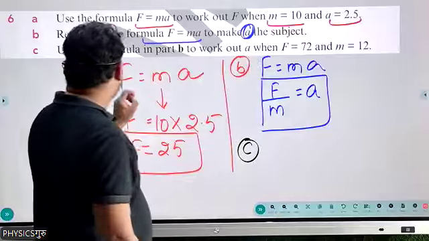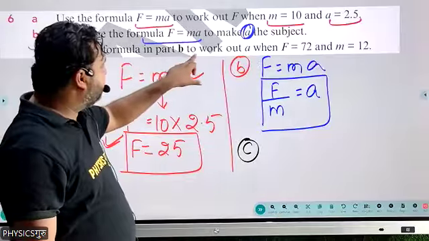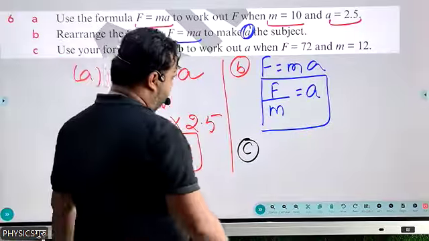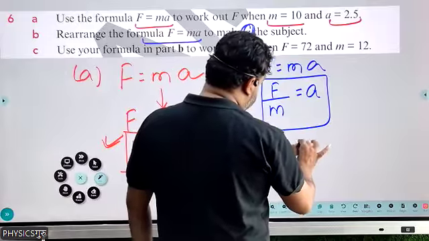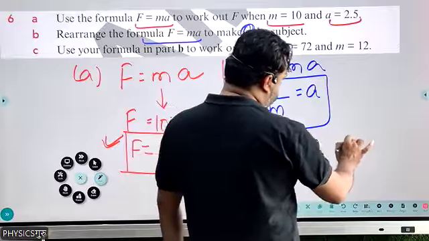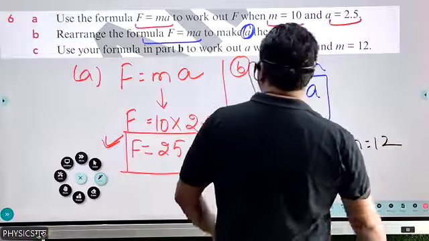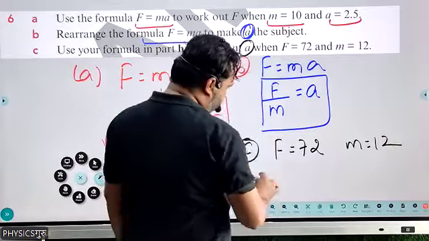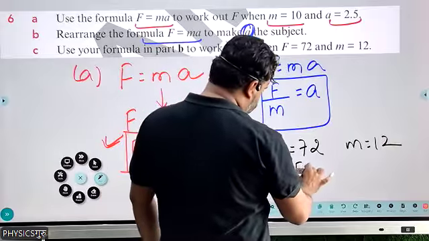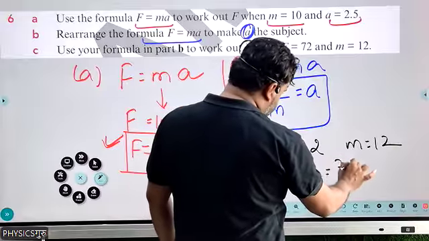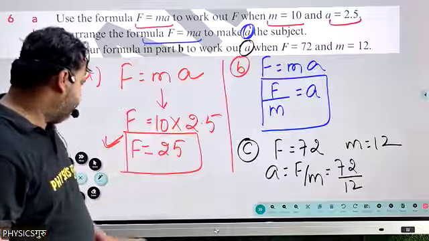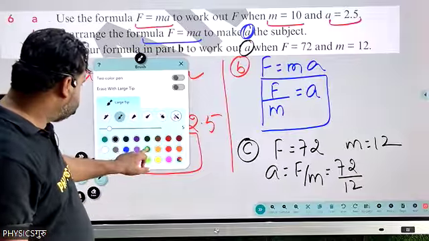C1. Use the formula in part B to work out A when F is 72 and mass is 12. Force is 72, mass is 12, and they ask you to find the value of A. So how do we find A? A is equal to force over mass. That is 72 over 12. Now you can divide by 6.